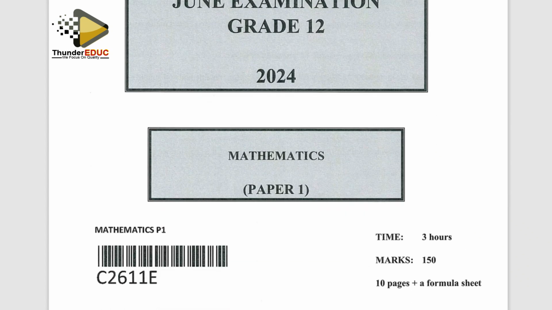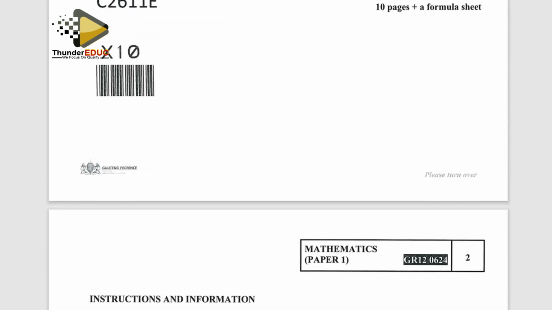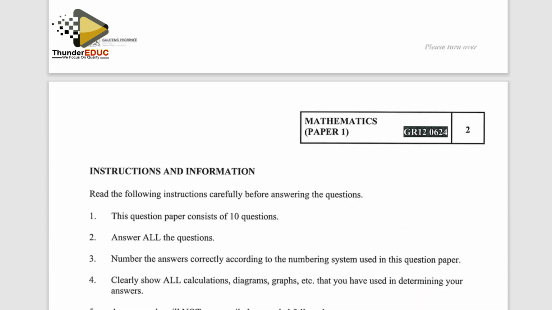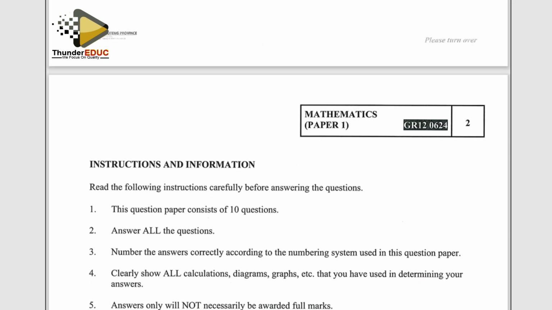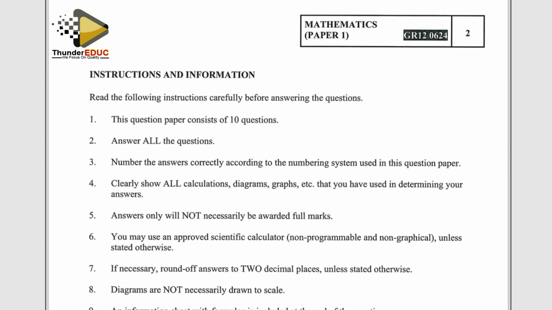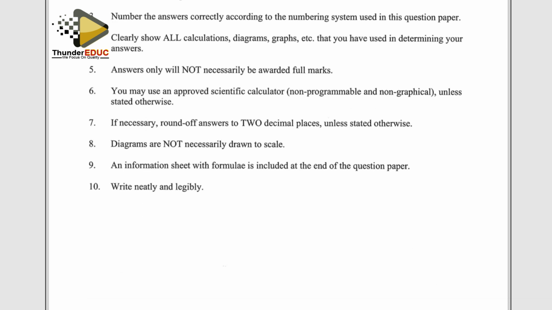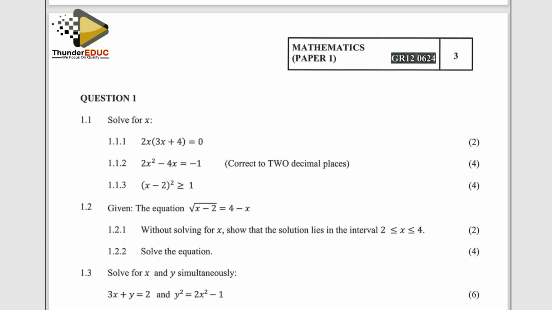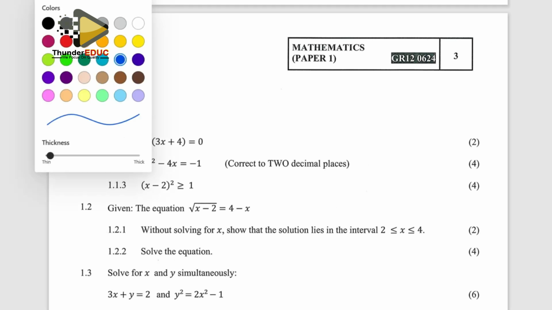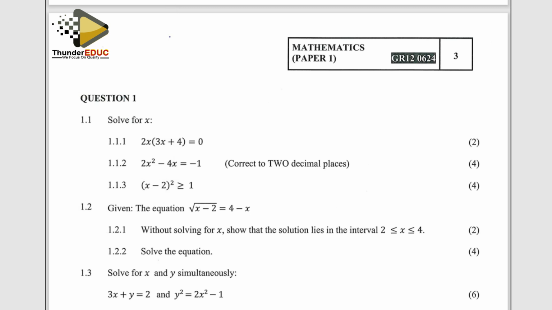Okay, so the paper was a 3-hour paper out of 150 marks. Let's see what we can do and how we have done. So 10 questions, all questions were compulsory and all of that. So question number 1, just as usual, they want us to solve for x. So in this case, we have options, but for 1.1.1 it's straightforward.